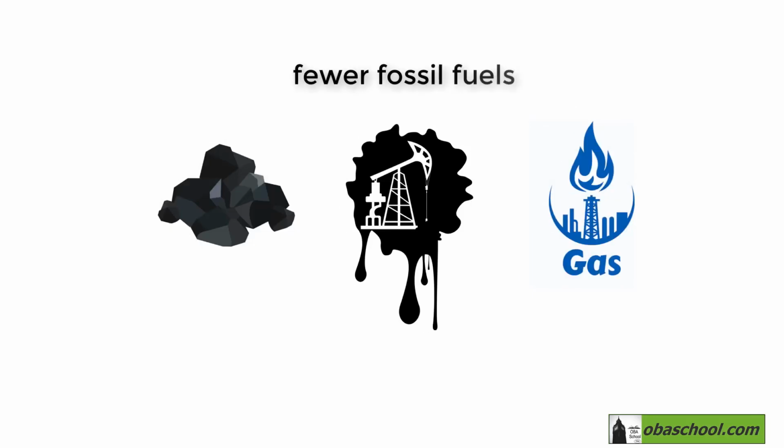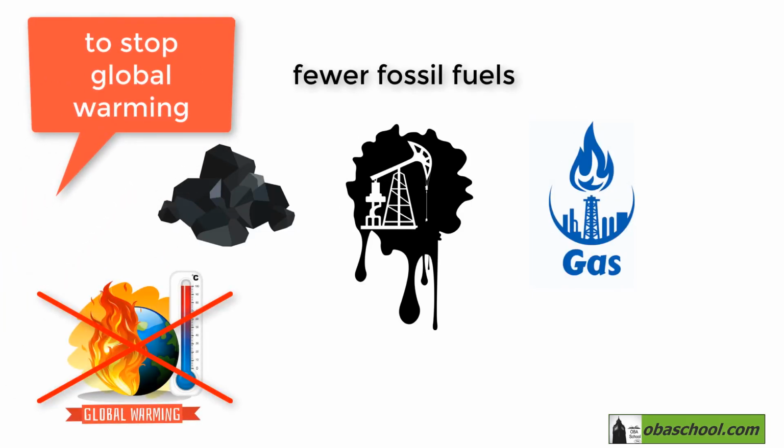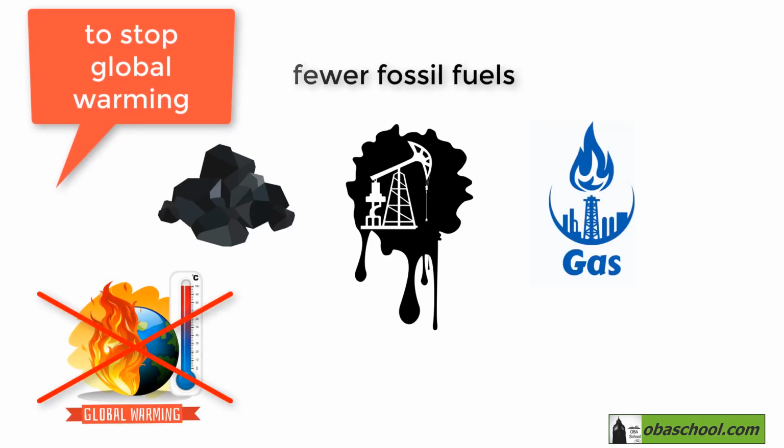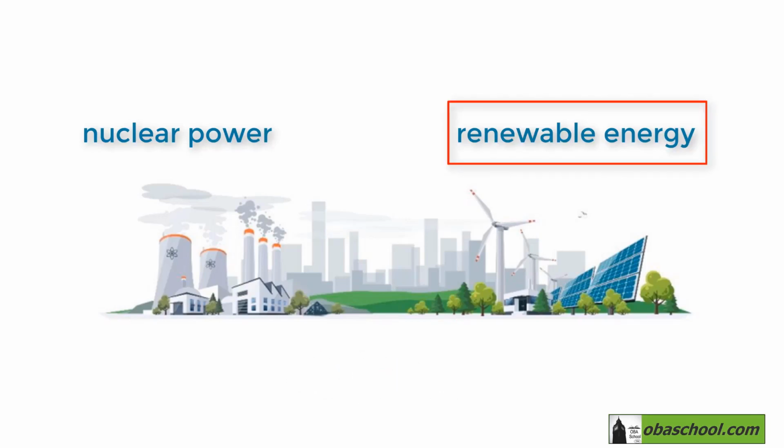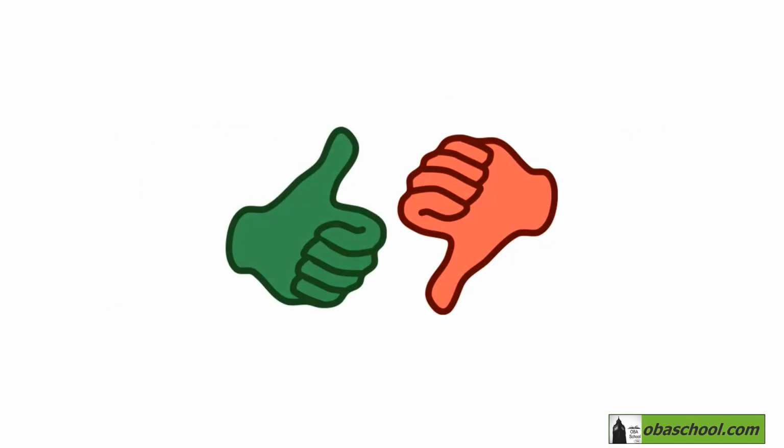As we said before, people should use fewer fossil fuels to stop global warming. Should people rely on nuclear power or on renewable energy in the future? Let's discuss together what renewable energy resources do to our environment. We should know their advantages and disadvantages first.